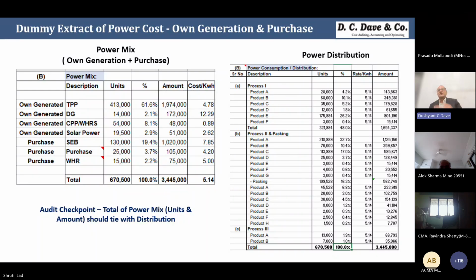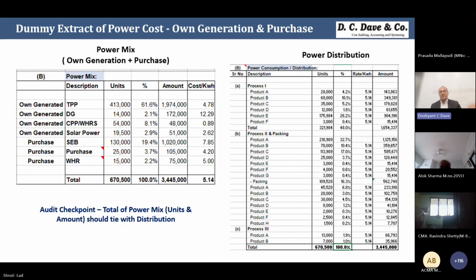Of course, this is obvious, it need not be emphasized, but on the right hand side, I have shown the power distribution, product process 1, 2, 3, and then within the process, product A, B, C, D, E, F, G. And the ratio of allocation and apportionment is, of course, as per our cost accounting standards. The power distribution table shows how the total power consumed is allocated under the product. The most important audit checkpoint in here, what should it be? Is to ensure that power mix reconciles completely with the power distribution.